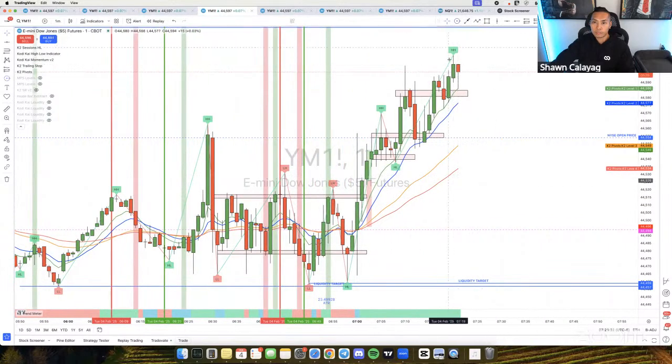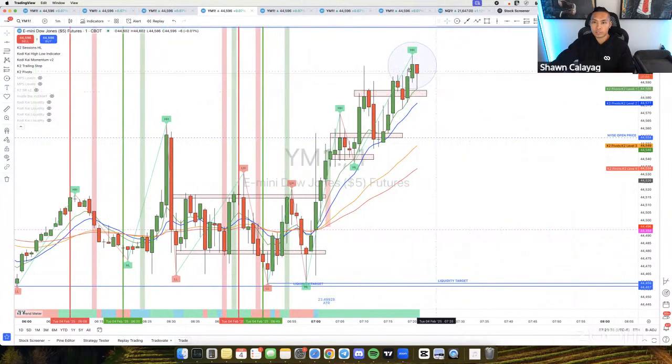All right, so we're getting a double body rejection here. This is a V1 variation pattern. So this could be a reversal back to the downside. If it closes red, another thing to look out for there.